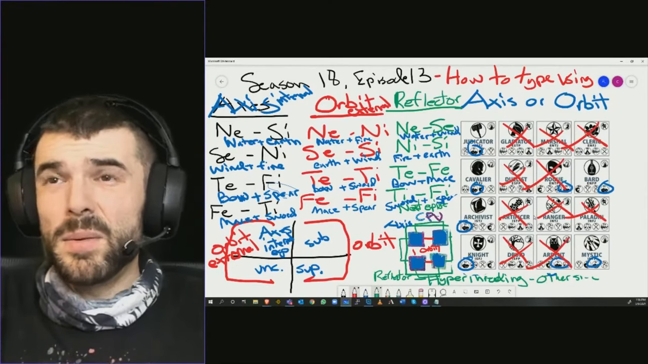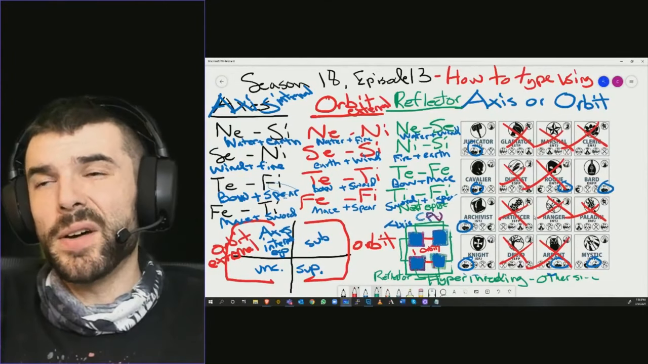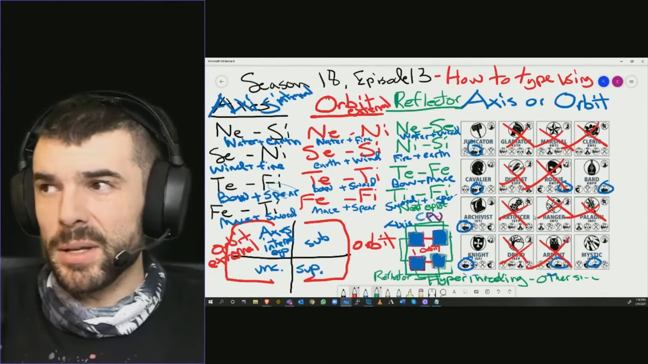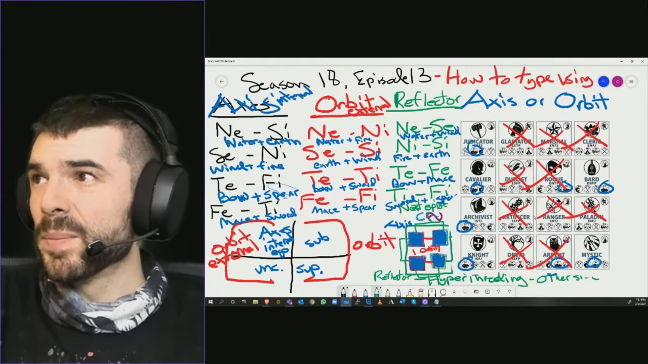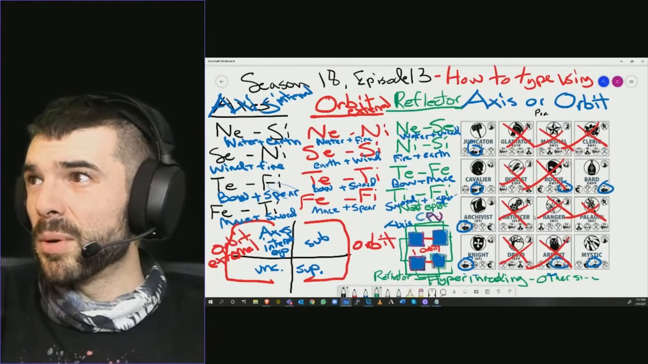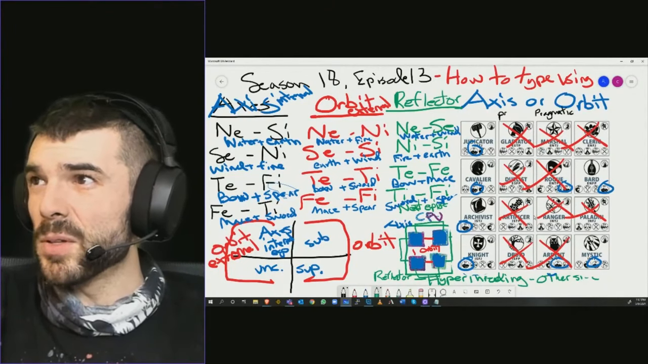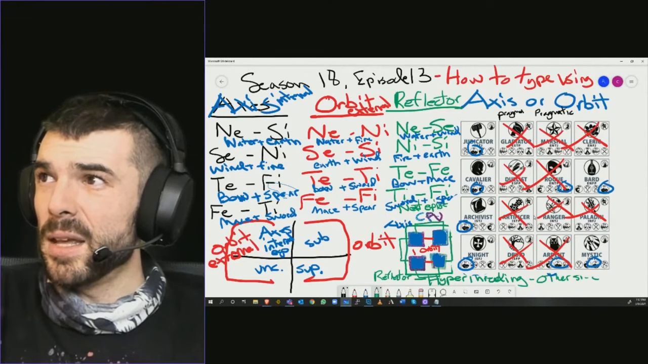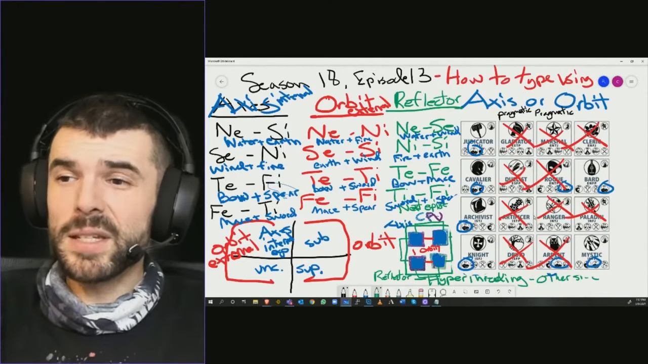Now, granted, we're talking about axis and orbit primarily, but it is important to take on the other aspects of the type grid because we know that these types, for example, up here, are pragmatic. Just like these types are also pragmatic. The other ones are affiliative. So we've got six types left. Let's keep going.